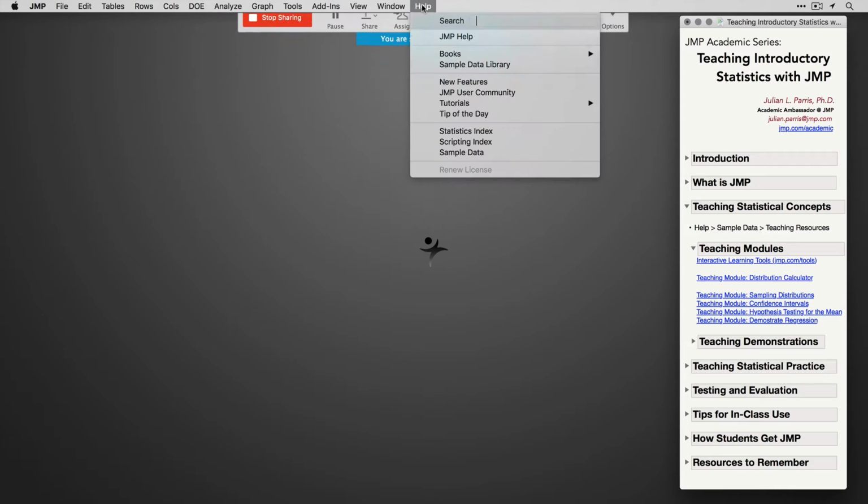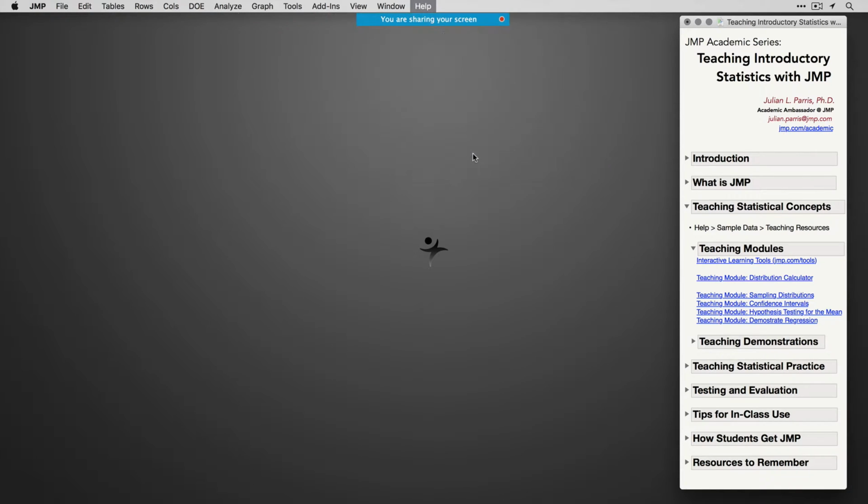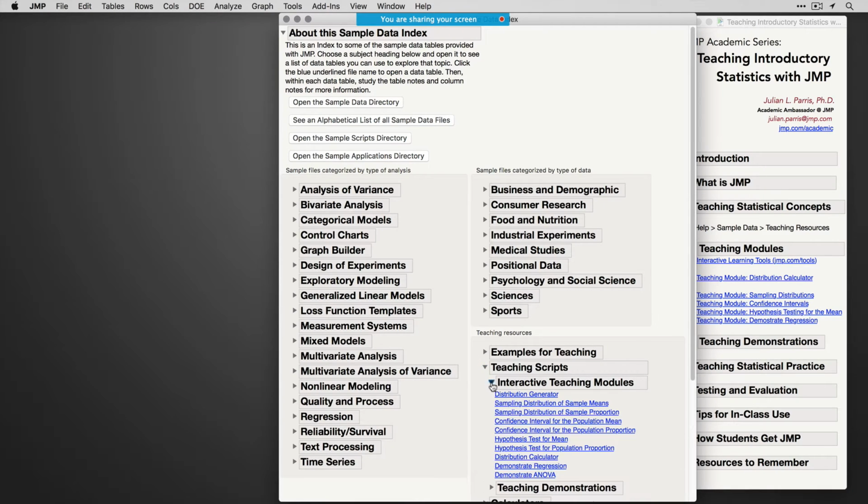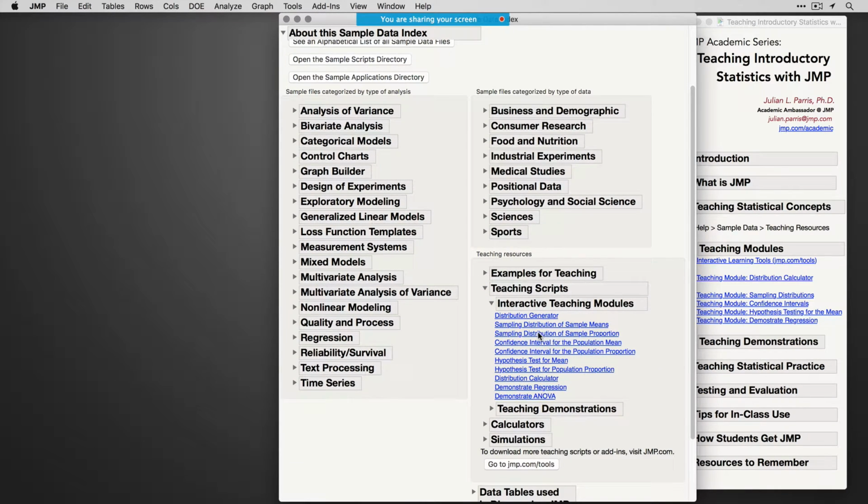And I'll mention that we don't just have it for the mean. So if you go back under the sample data, examples for teaching scripts, interactive teaching modules, there's the same sampling distribution, but for the sample proportion. And so if you start with proportions and not means, that's certainly something you can do there as well.